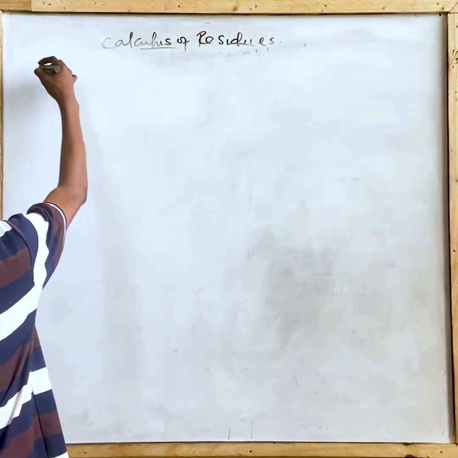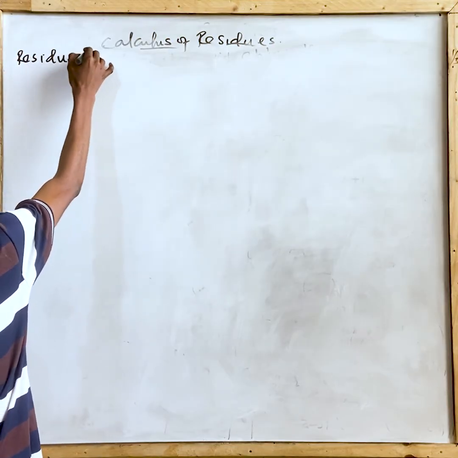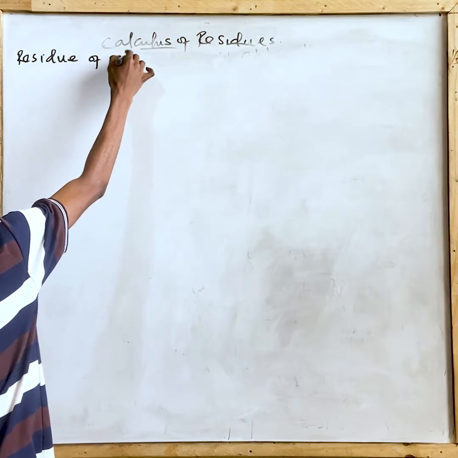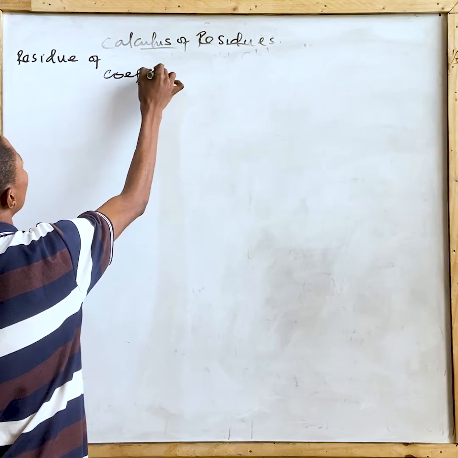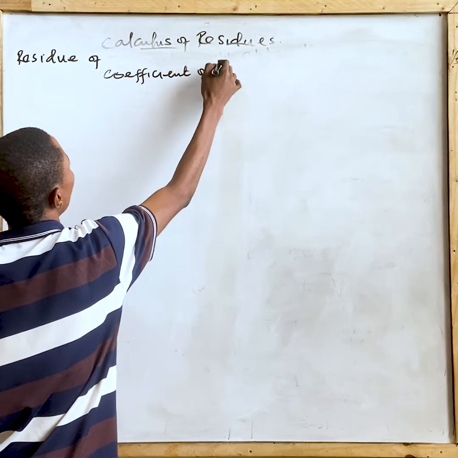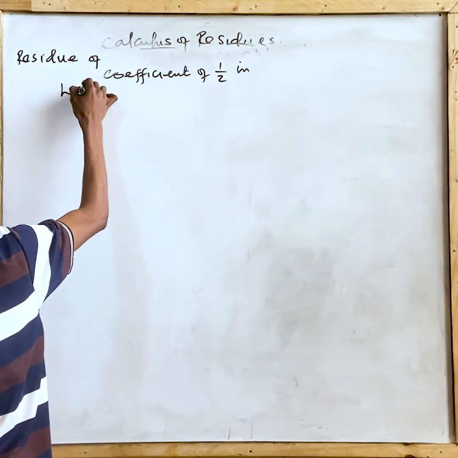So the next case of residue is the residue as the coefficient of 1 over z in the Laurent series.